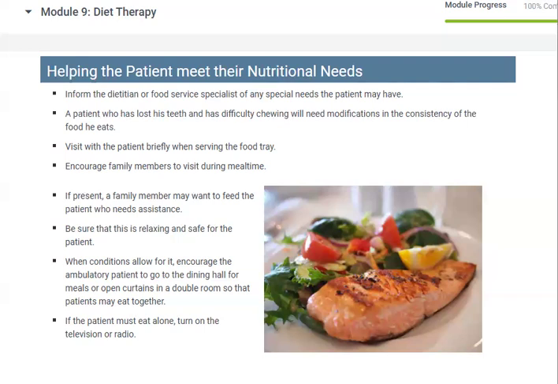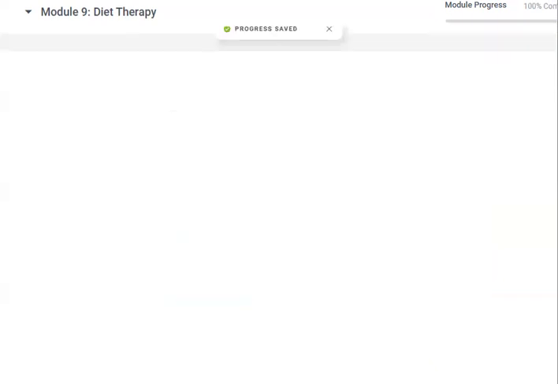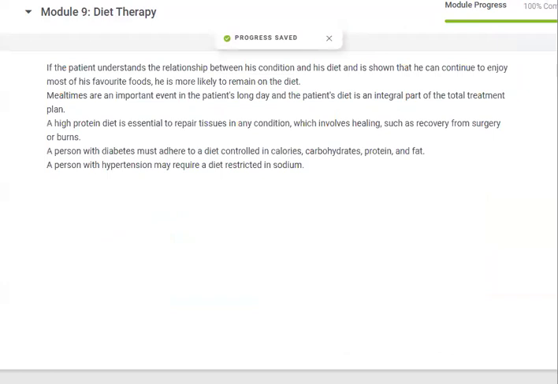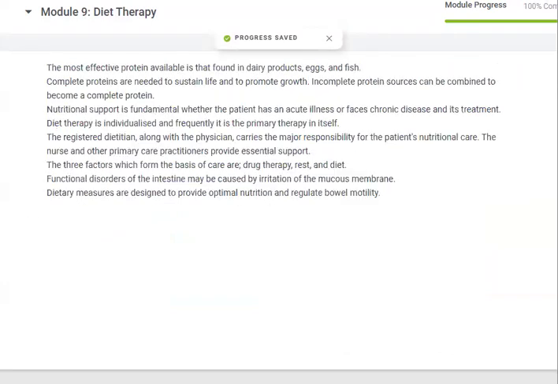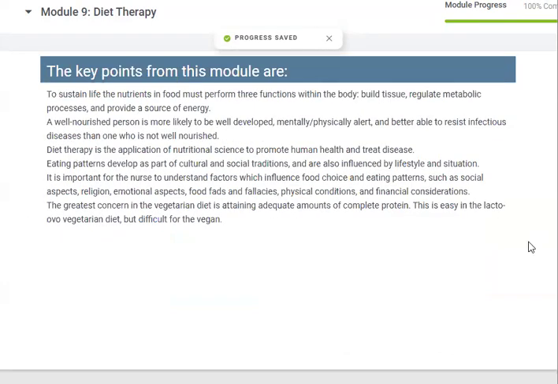The key points from this module are: to sustain life, the nutrients in food must perform three functions within the body: build tissue, regulate metabolic processes, and provide a source of energy. A well-nourished person is more likely to be well-developed, mentally and physically alert, and better able to resist infectious diseases than one who is not well-nourished.